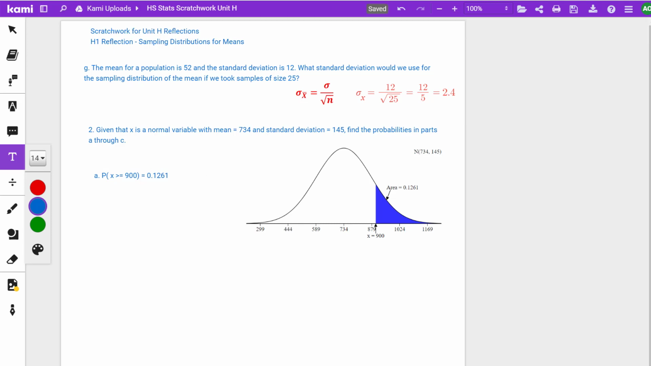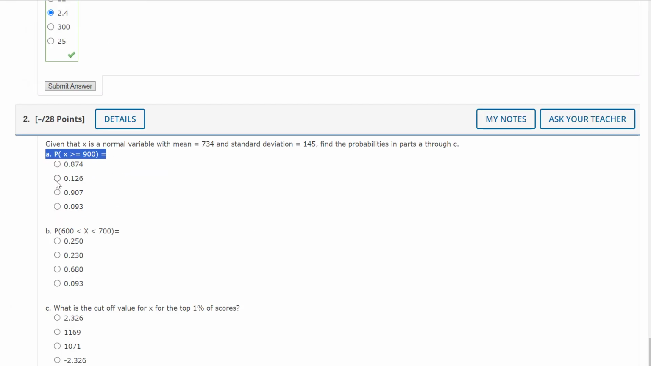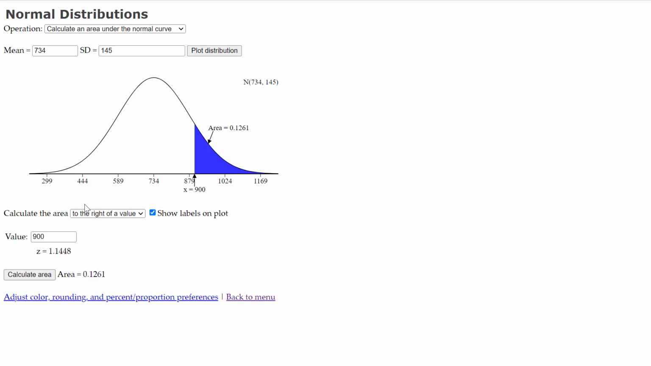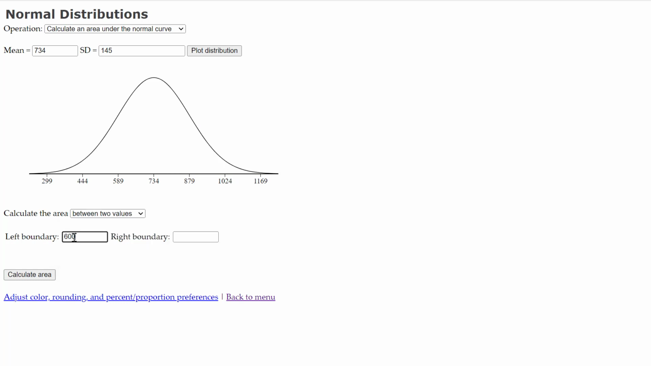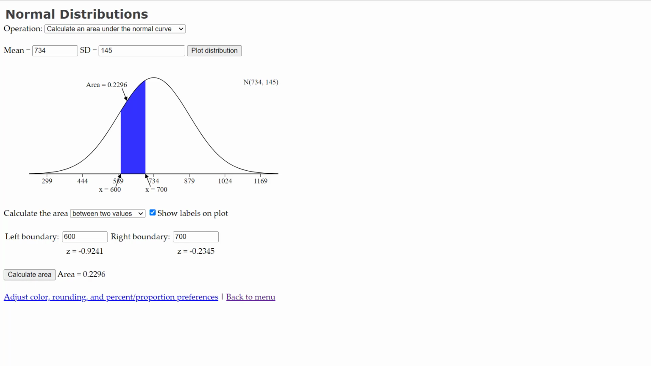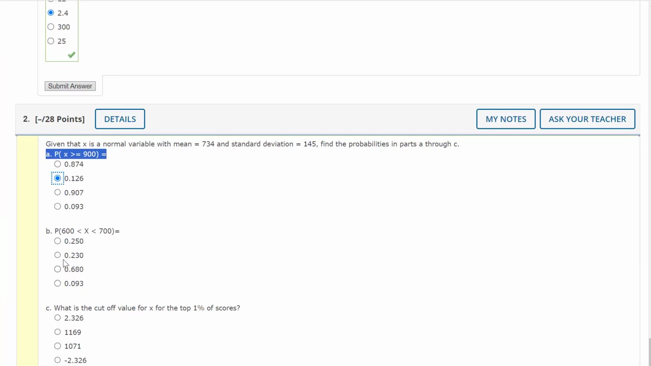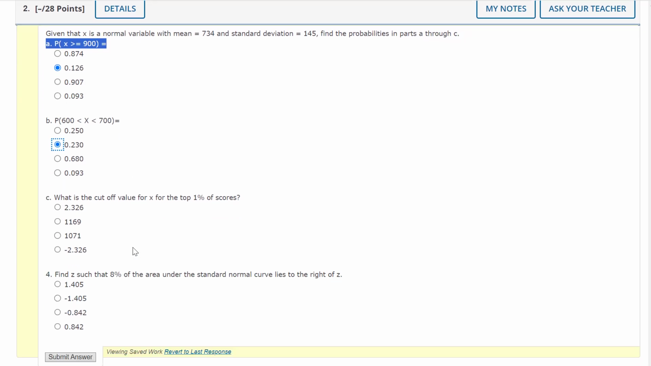All right, so that's kind of the idea. I don't think I really need to record notes on the rest of this. So 0.126 between 600 and 700, so that's between two values. And I'm getting 0.2296, which is pretty much 229. That's pretty much it.